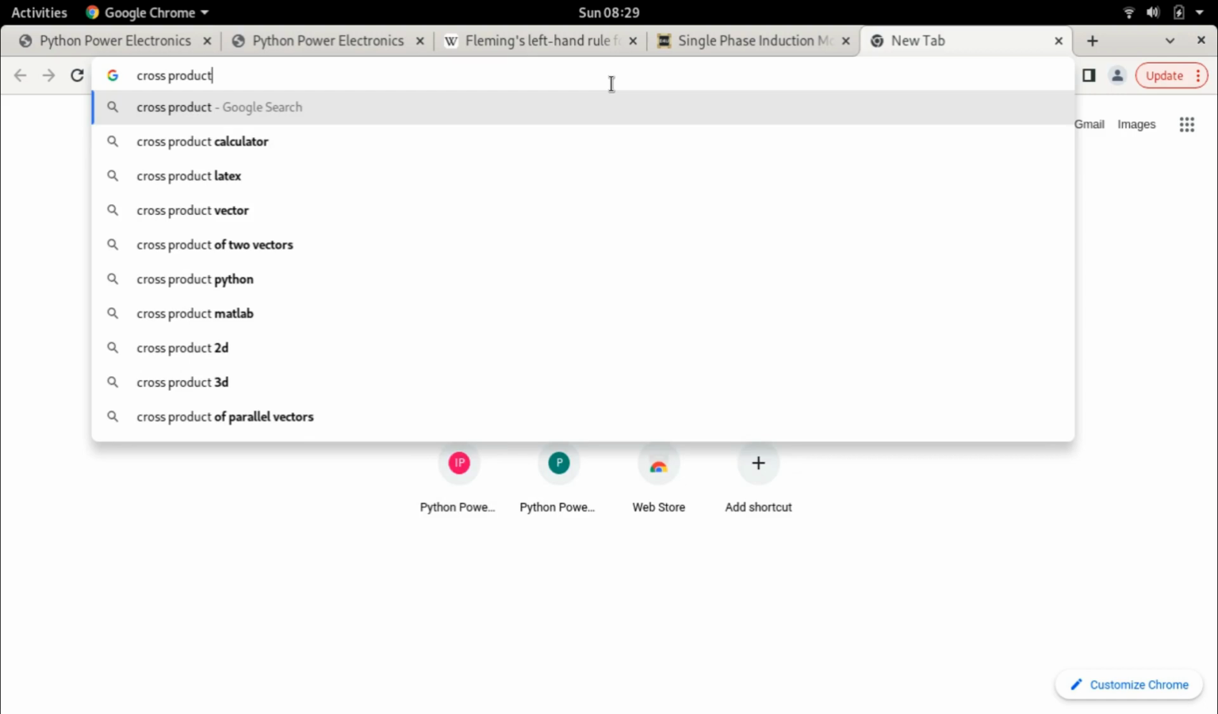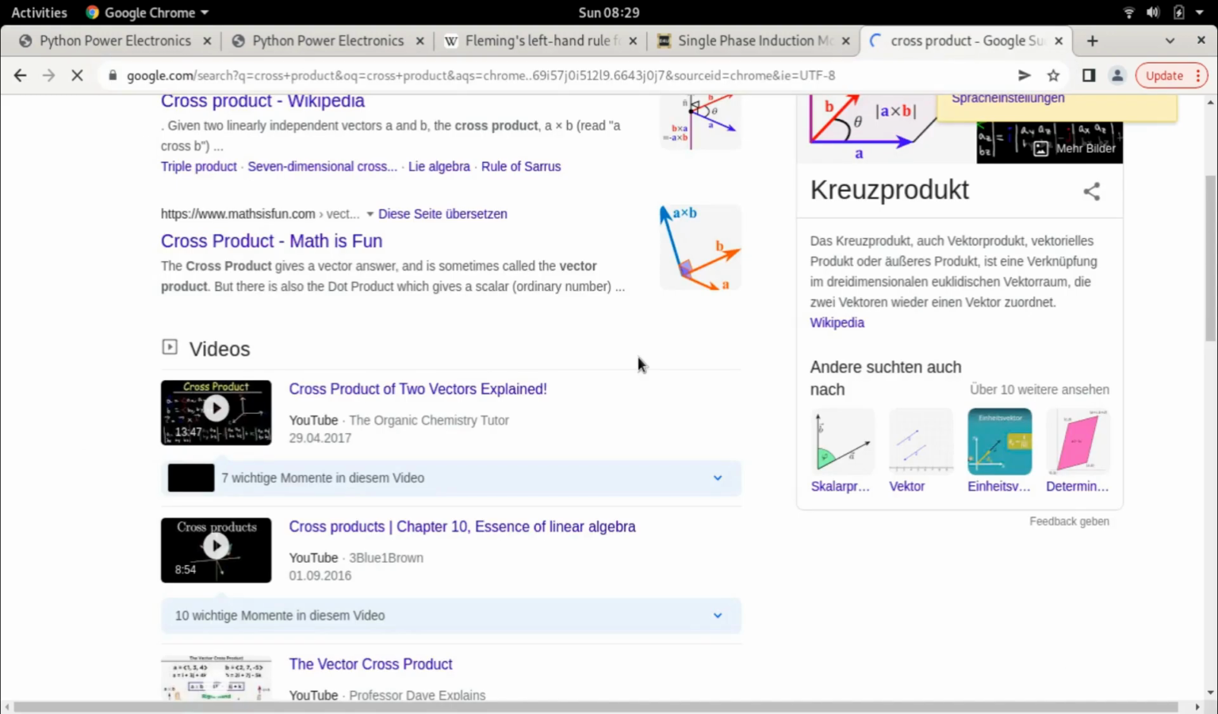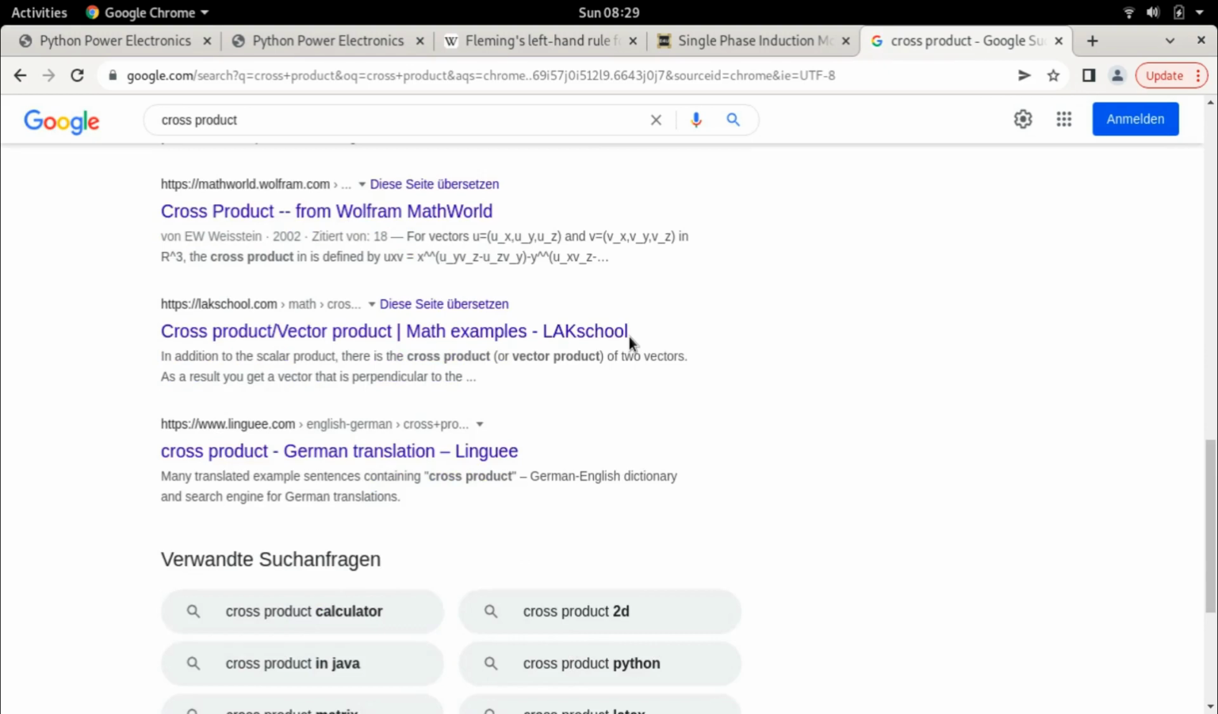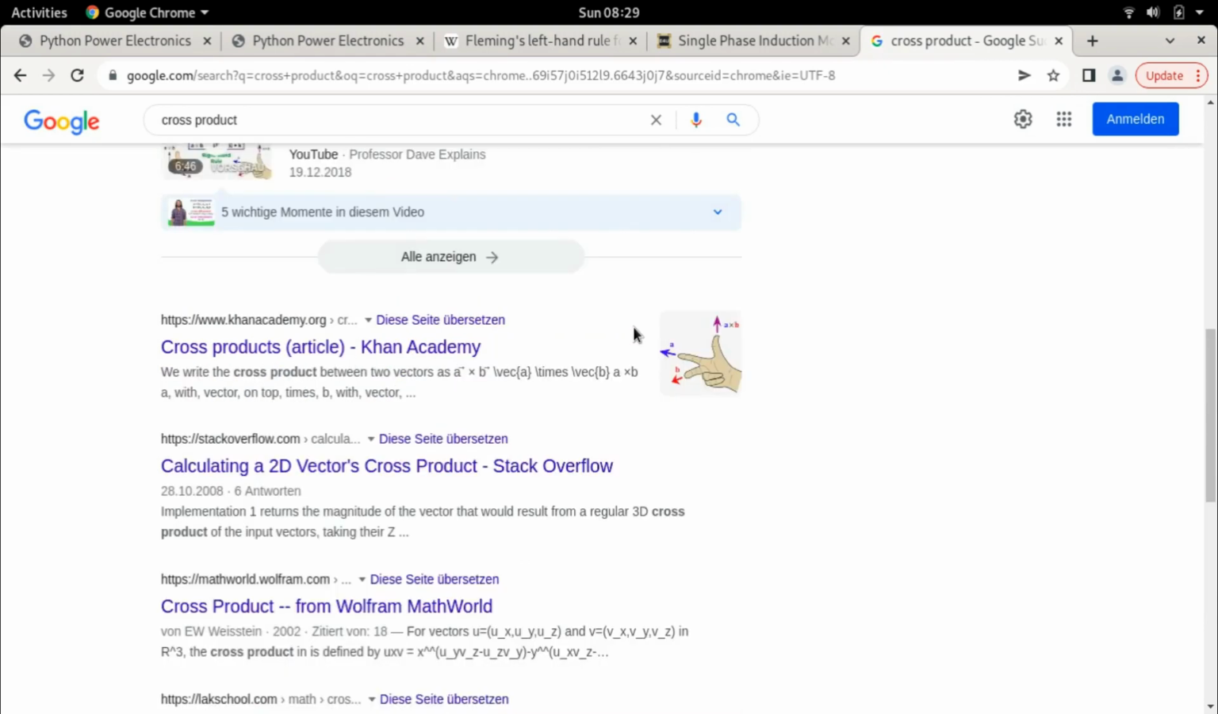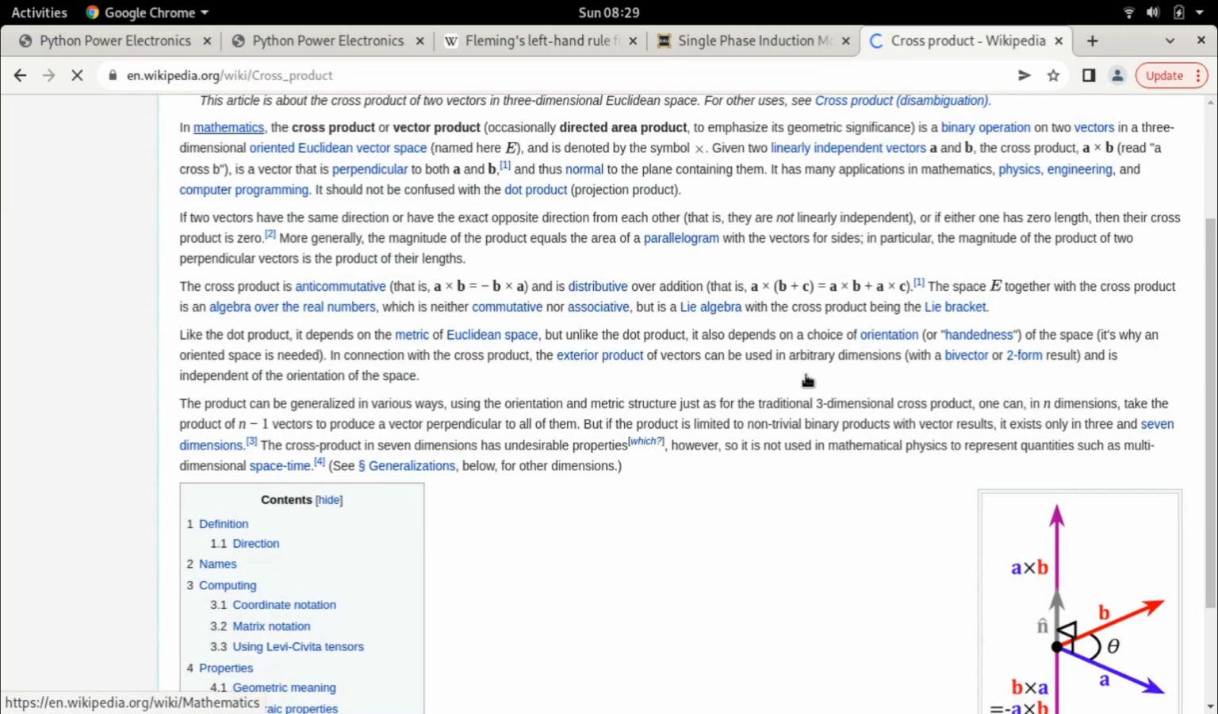So the cross product is a mathematical construct. Well, you can say mathematical or physical construct. Let me look for a Wikipedia. Yes, this is the Wikipedia one. So in mathematics, or you can say physics, right? Because of course physics uses mathematics.